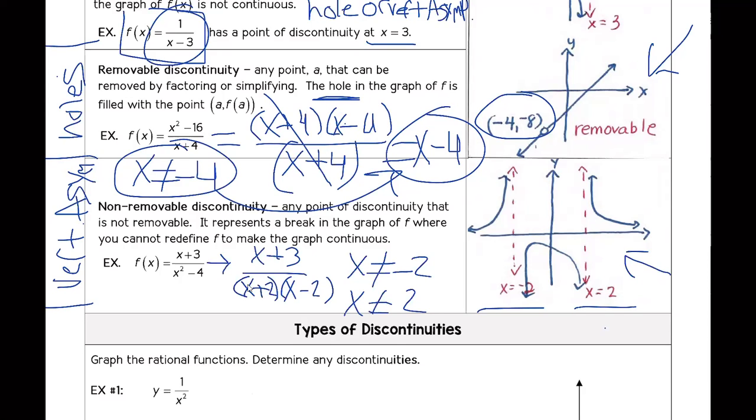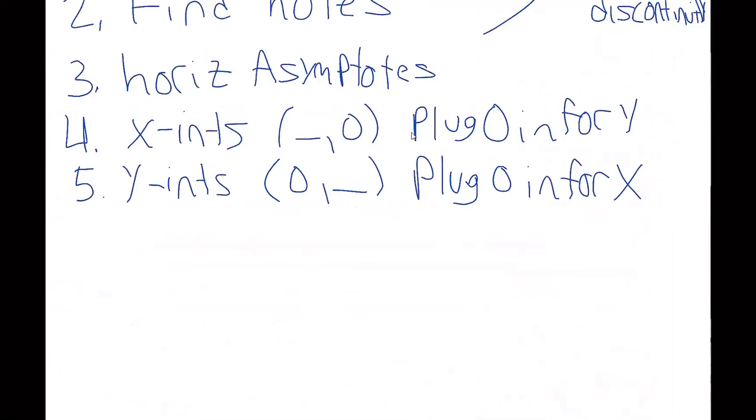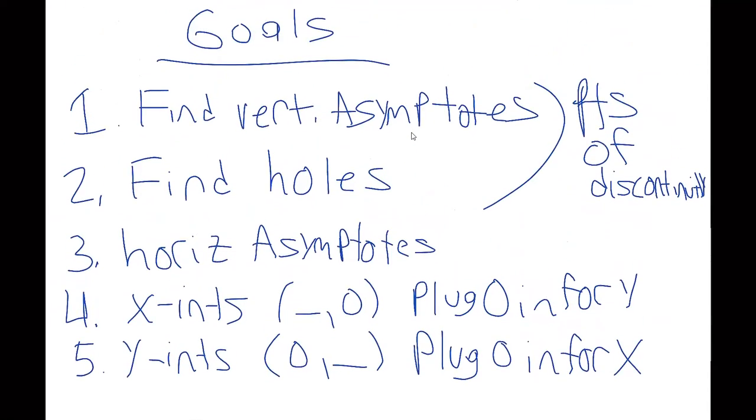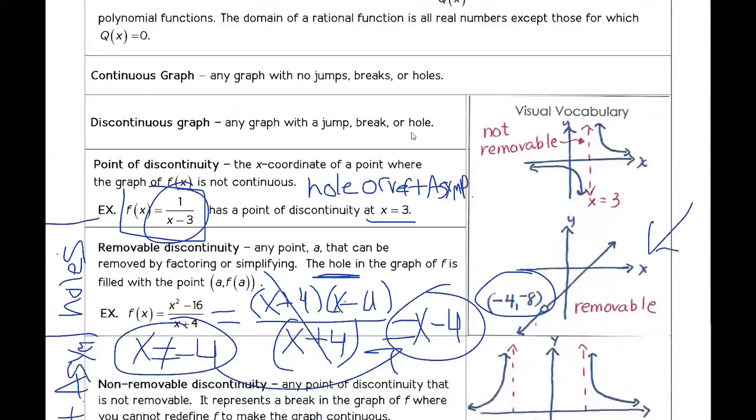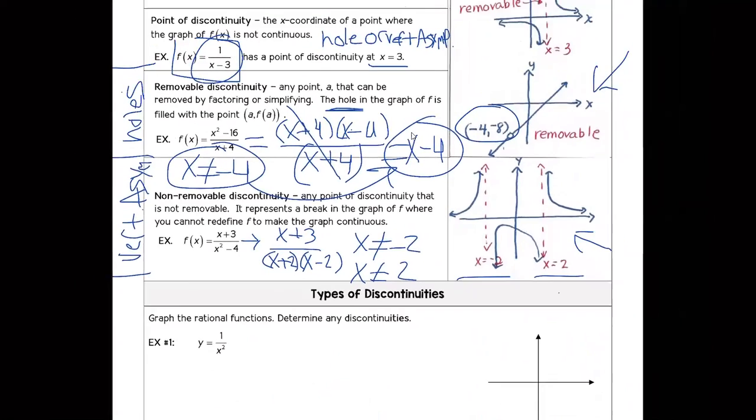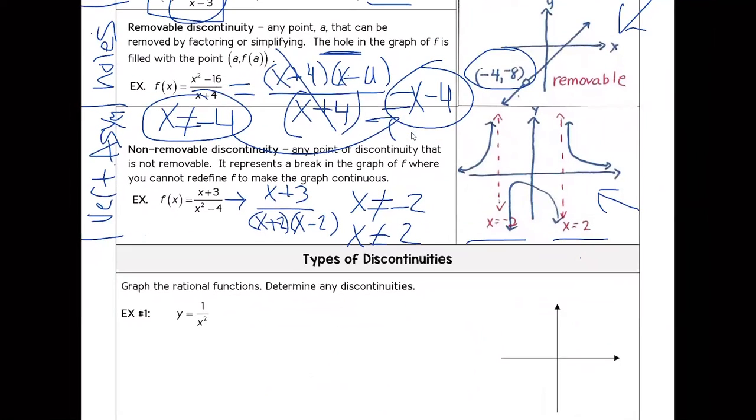Check so far. If you remember the 5 things, these are the first 2 big concepts, our goals for this unit. So let's look at some examples, and we're just going to be really focused on finding holes or vertical asymptotes, okay?